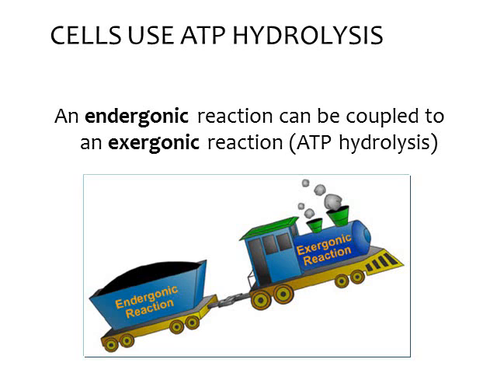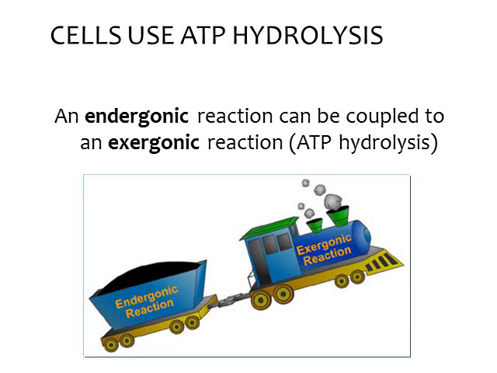So remember, endergonic reactions require energy, exergonic release energy. So if we put these two different types of reactions together, we can get something to actually occur within a cell. So this is called reaction coupling. So we're going to take an endergonic reaction, a reaction that needs energy, and we're going to couple it to our exergonic reaction, a reaction that releases energy. And specifically, we're going to look at ATP hydrolysis.